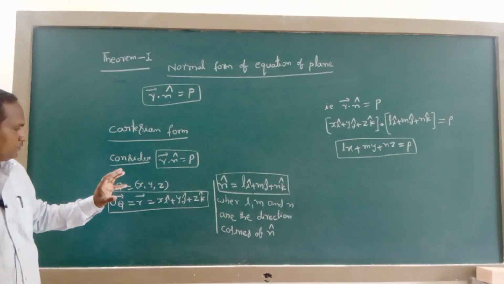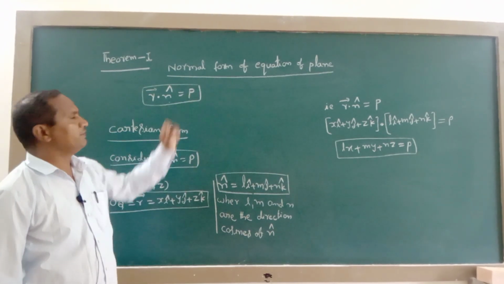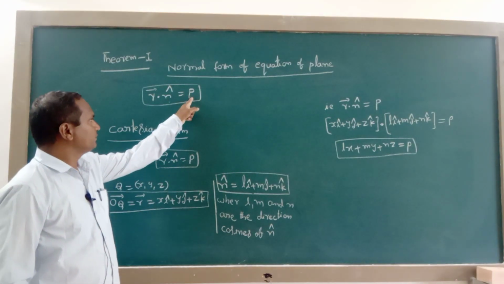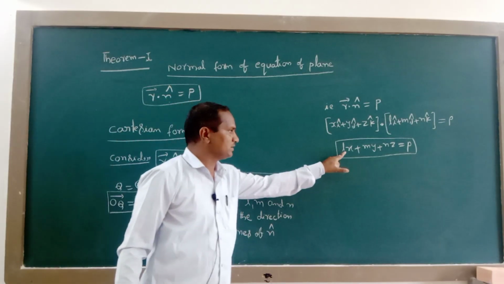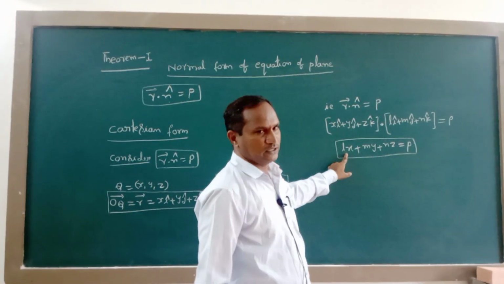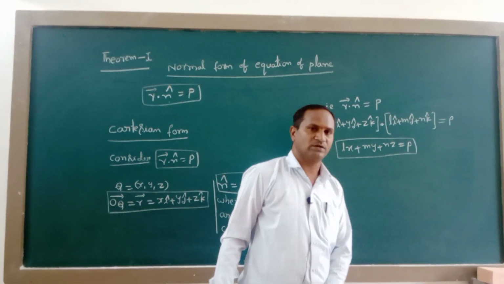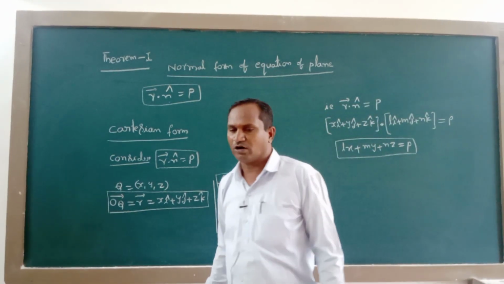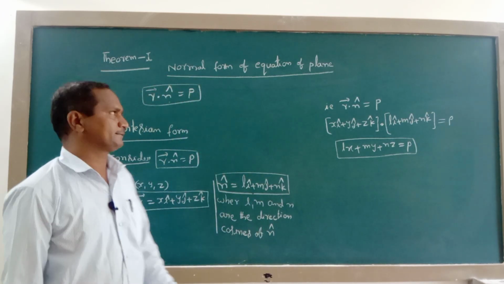The Cartesian form we get with the help of the vector form, that is r vector dot n cap is equal to p. With the help of that, we are getting that Cartesian form to find the equation of a plane. This theorem is called the normal form of the equation of a plane.